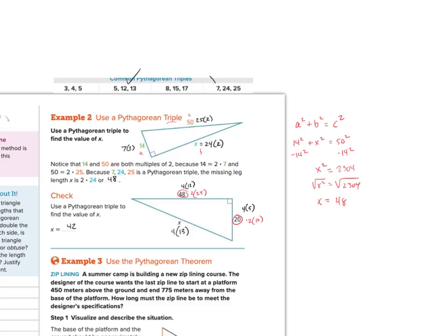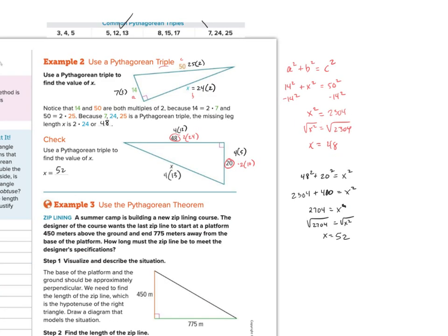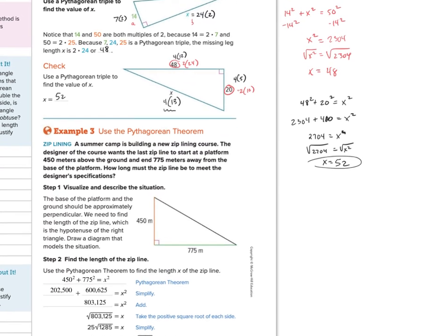And again, if you don't recognize triples, then you still have the Pythagorean theorem. So the value of X is 52. Apparently I had a little bit of a mathematics problem there. 4 times 13 is 52. But yeah, you could have done the Pythagorean theorem and had the same effect.